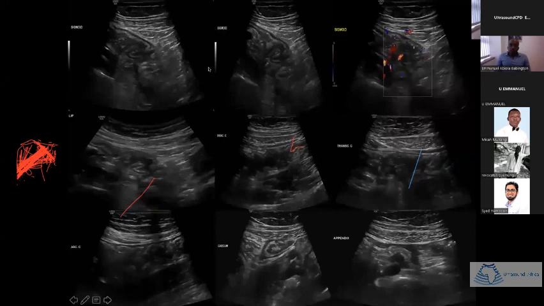So these were the images obtained on ultrasound. This is the sigmoid colon here. We used the high frequency 9 MHz transducer. You see the ridge of the colon, and that's quite thick there. You saw the normal colon I showed you previously, and this is nowhere near it.